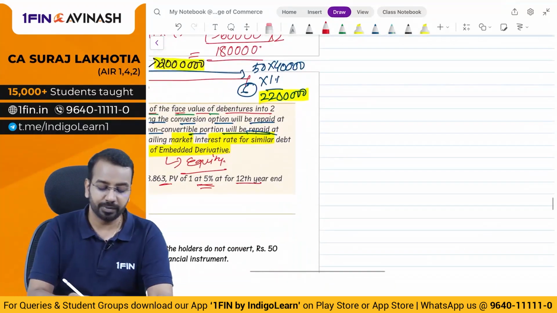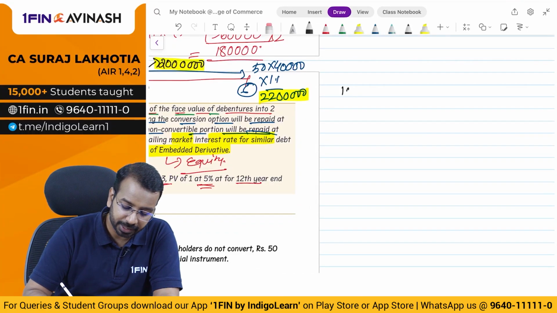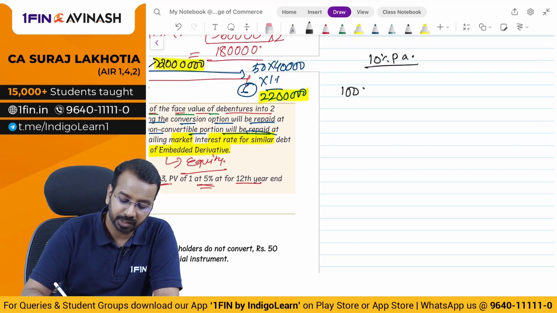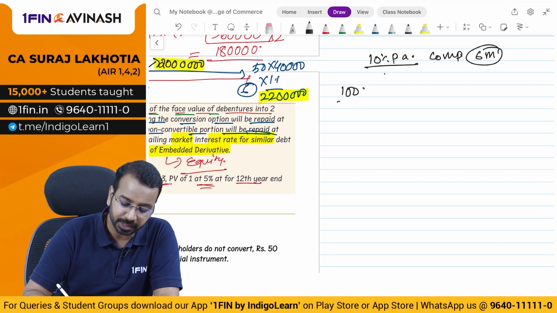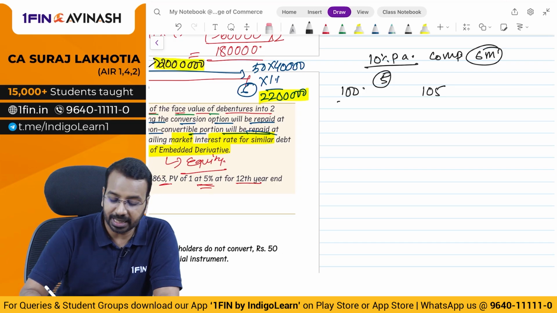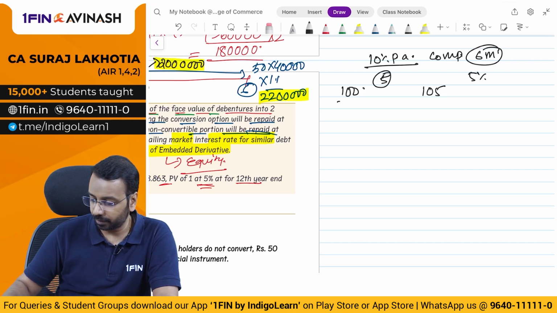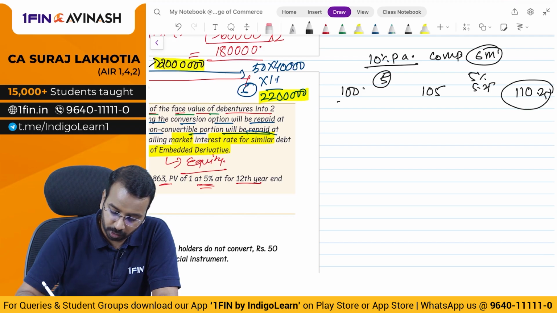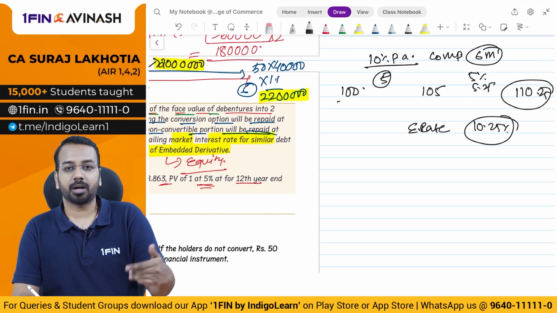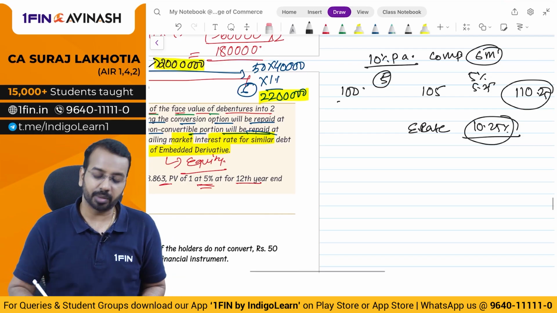I will tell you. So when we say compounding, if you have 100 today and rate of interest is 10% per annum, but it will be compounded 6 monthly. Okay. So for first 6 months, how much will you get? 5%. You will get 5, 100 plus 5 will be 105. Then again you will get 5%. So 105 into 5% is 5.25. So at the end you will have 110.25. So the effective rate will become 10.25%. So if it is 10% compounded every 6 months, effective rate will become 10.25%.